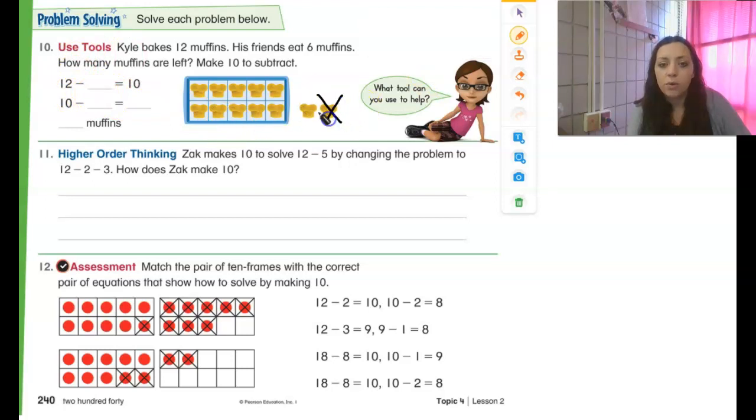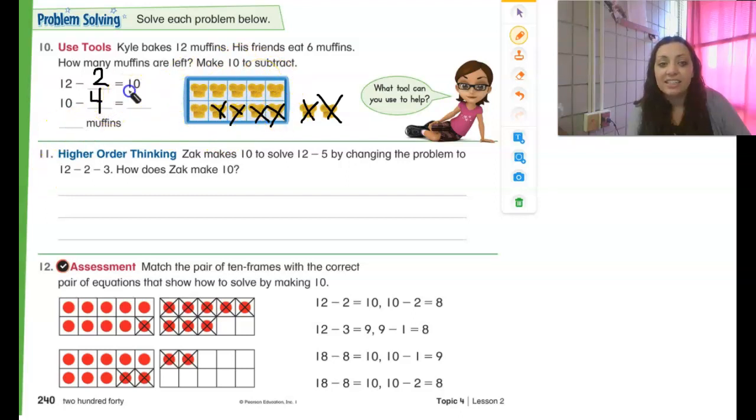Well, if I take away 1, 2, that gets me to 10. All right, but I need to keep going because I need to take away 6 in all. So 2, 3, 4, 5, 6. So then from that 10, I had to take away 1, 2, 3, 4 more because 2 and 4 make 6. And that left me with how many left over?